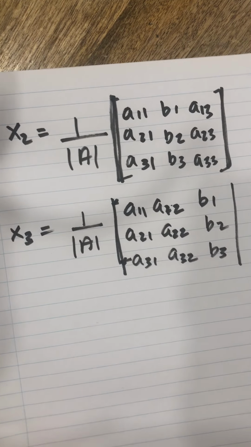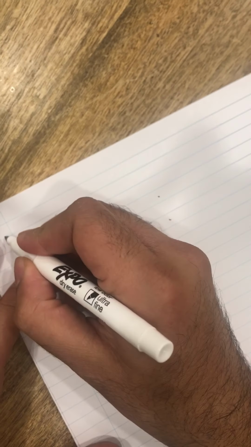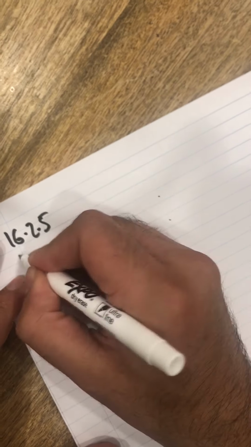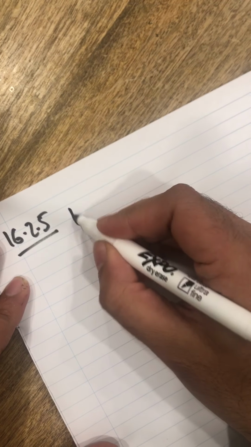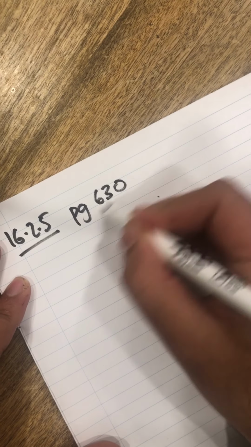Let me show you the example that's in the book. Okay, so there's a system of equations which are given to you, and I won't work through all of it, so I'll just do a part of it. So this is example 16.2.5 from page 630.